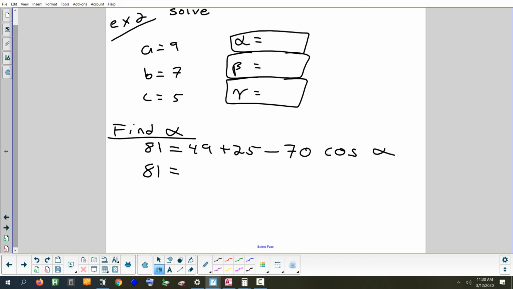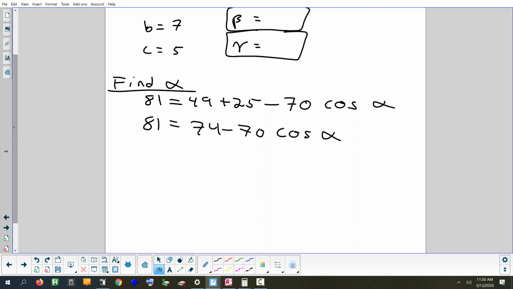Right. So combine your like terms. 49 and 25 gives me 74, minus 70 cosine alpha. And Sam, what would my next step be? It would be combine 74 and 70. Or actually, no. Bring the 74 over. Yes, 70 and 74 are not like terms, so bring the 74 over. And if you do that, what's 81 minus 74? 7.